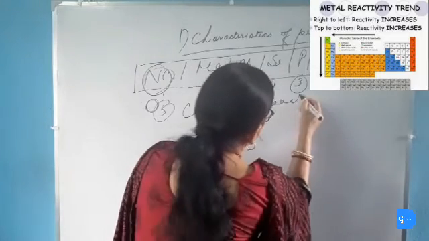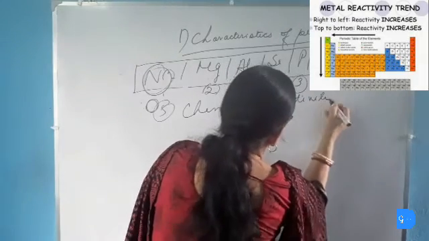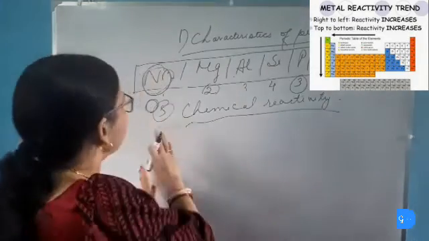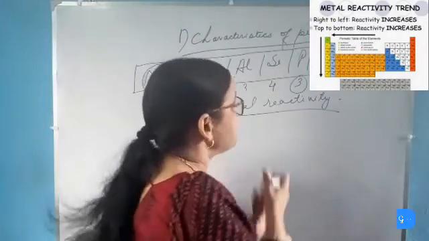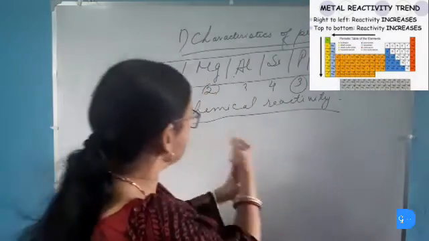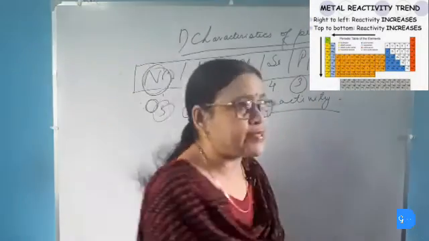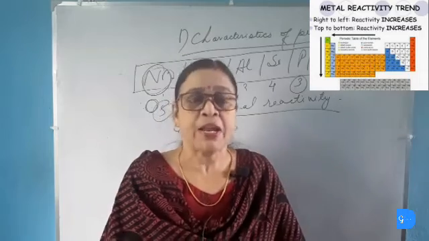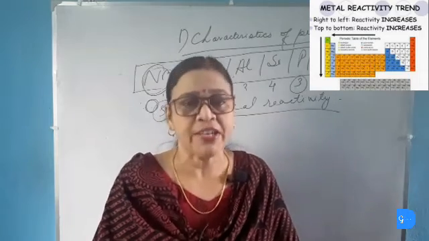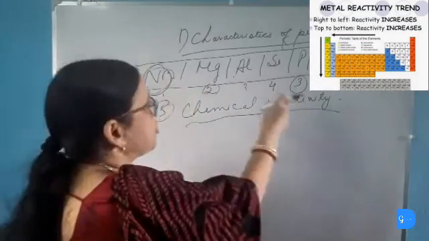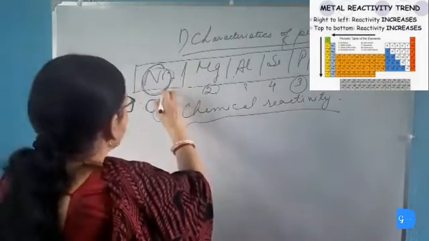Chemical reactivity. On moving from left to right side of the period, we will see that the chemical reactivity first decreases and then again it increases, and the chemical reactivity of the elements depends on the valence electrons present in it. So in third period of the periodic table, we will see that sodium is very reactive.